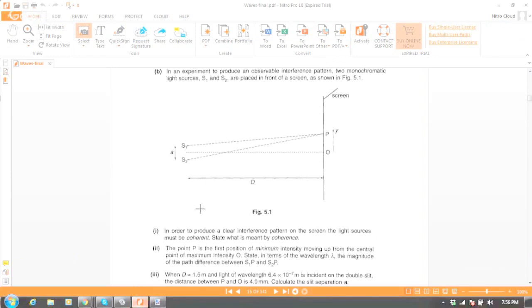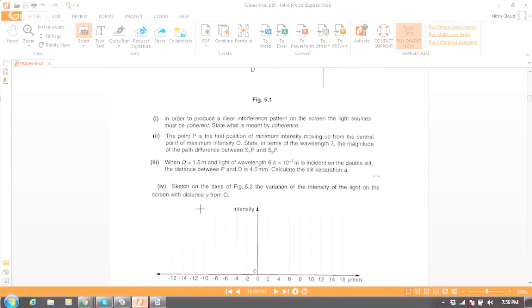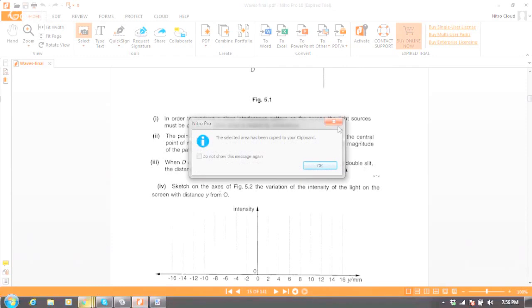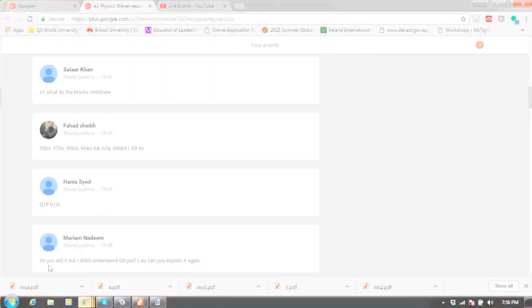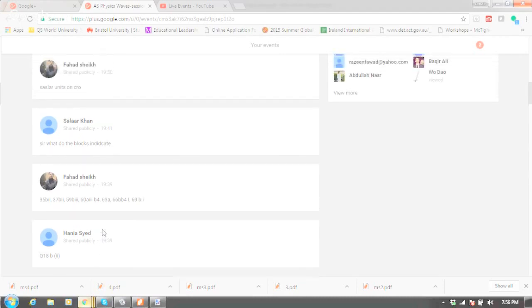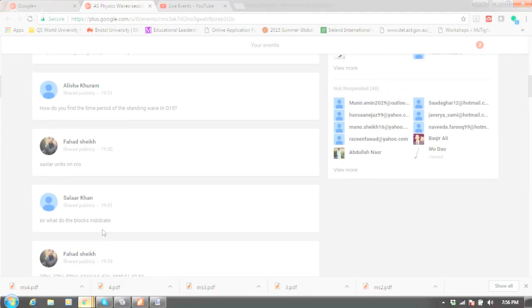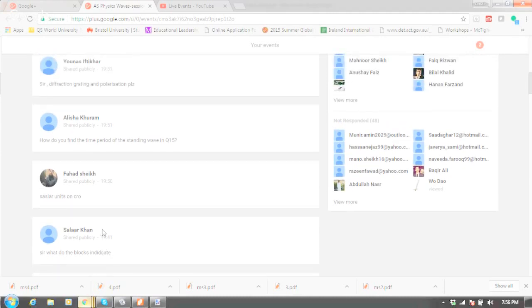Here we go. Same question, part 3. You asked part 3, but you did not ask the full question. Let me check. No, part B 2. Okay. The question is, sir, what do the blocks indicate? Which blocks? Oh, the blocks, the answer has already been given. Those are the units on the CRO.